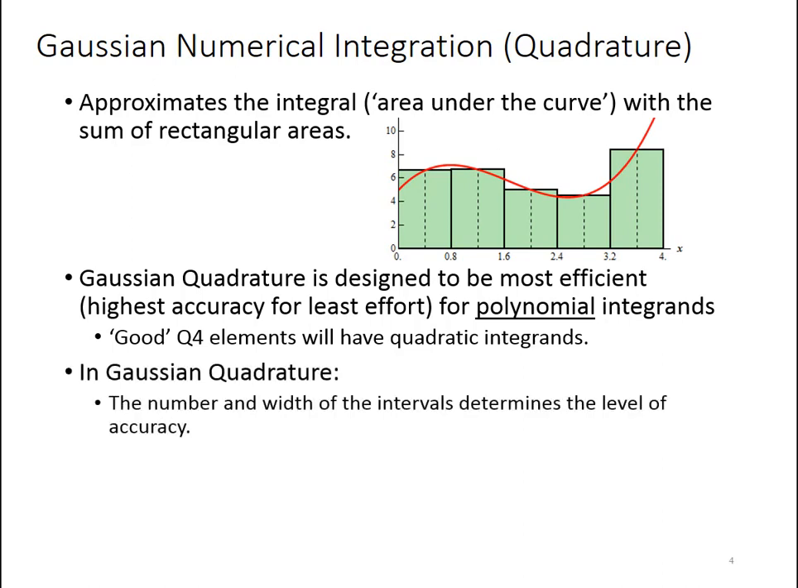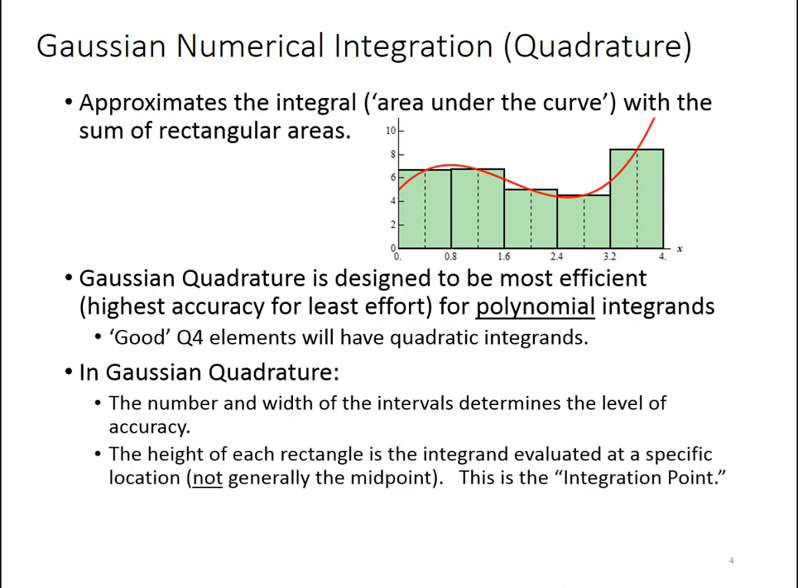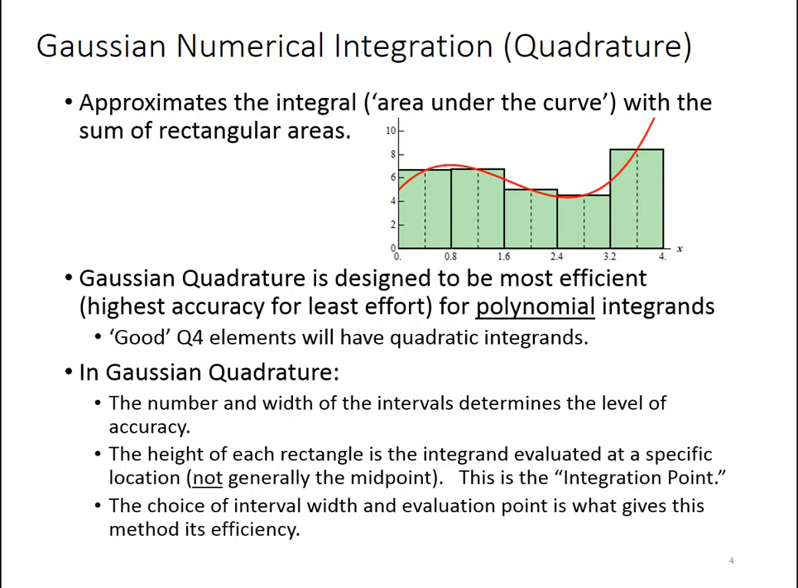In Gaussian quadrature, what we do is we change the number and the width of the intervals in order to get the accuracy that we desire for a given polynomial. Also, the height of the rectangle is not evaluated right at the midpoint, such as is shown in the figure above. It's actually going to be evaluated at a specific location chosen to give us optimal results for polynomials. And that location is called the integration point for the interval. And finally, the choice of the interval width and that evaluation point is what gives us a very efficient method, minimizing the number of evaluations, of getting an accurate result for a polynomial.